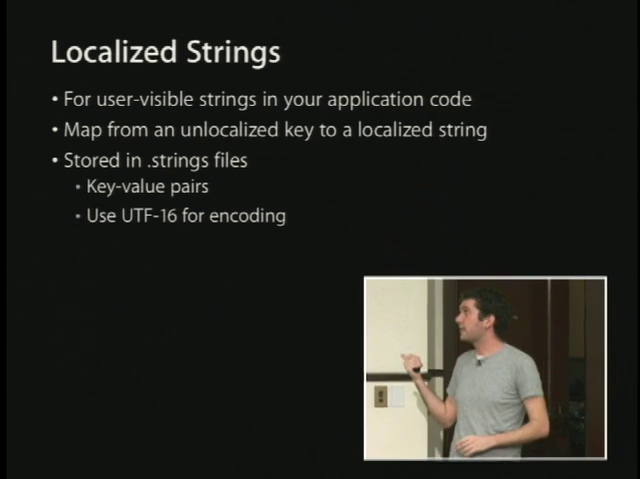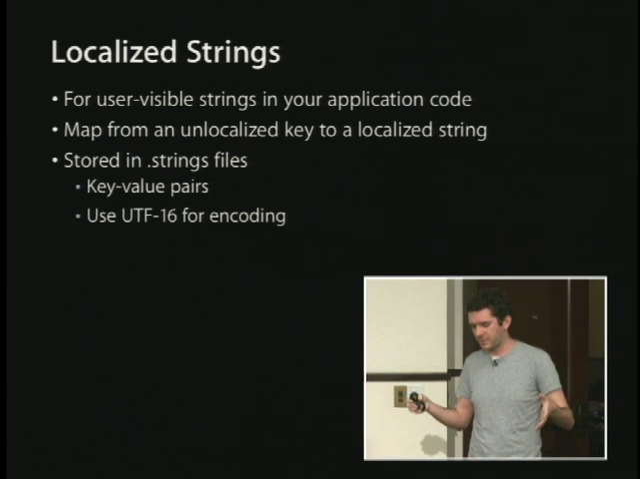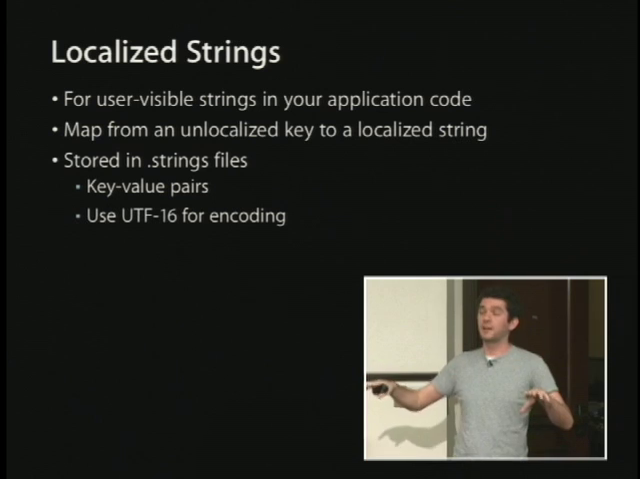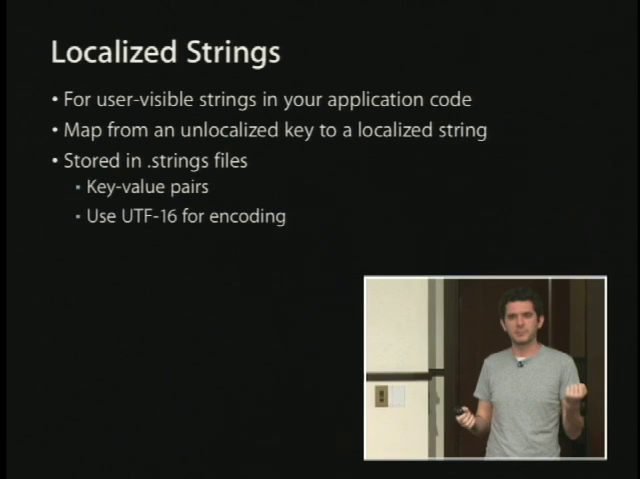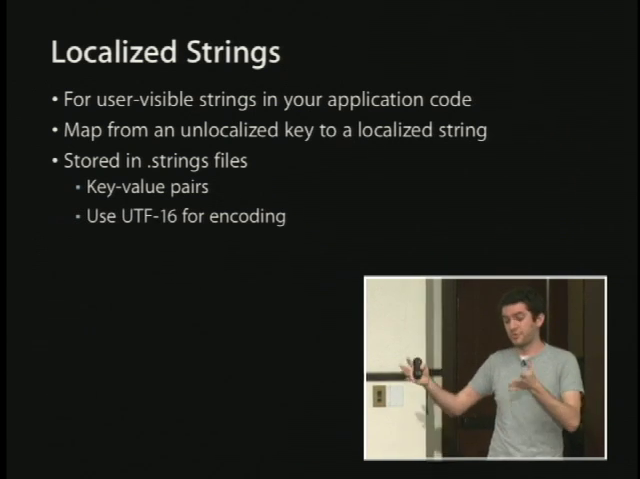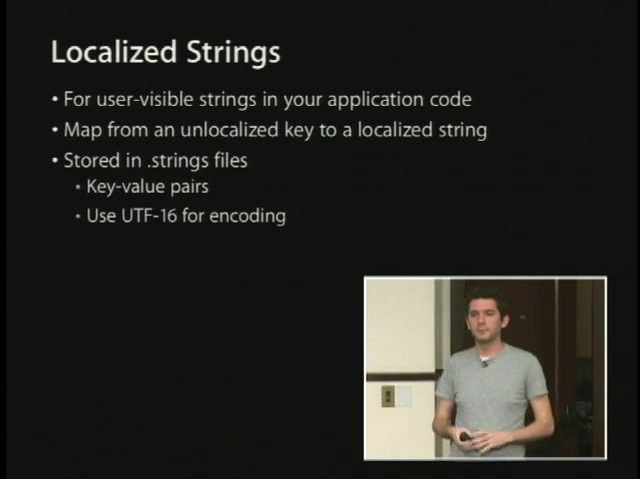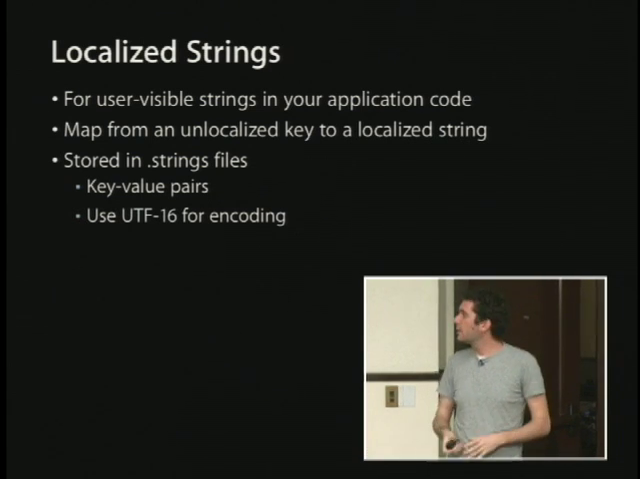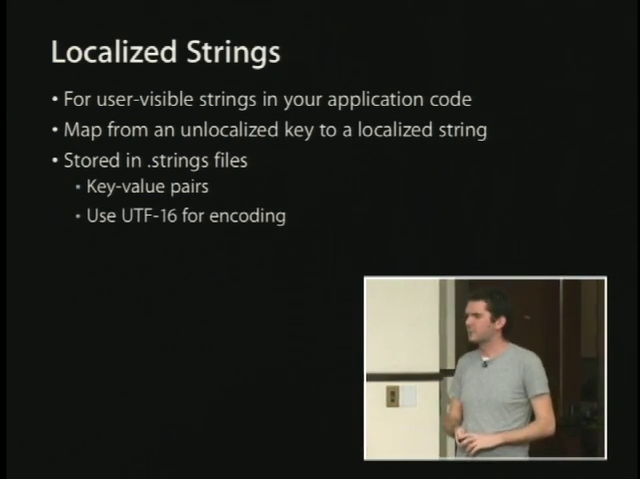For your localized strings files, you'll have these files that map from a string that you'll have in your code to whatever the string is that'll be displayed at runtime to the user. Basically, the unlocalized key, which is usually the same text as whatever the string is, but in your original language. And then the value for that key will be the localized version of that string. They're stored in strings files as key value pairs. And usually they're, I guess, UTF-16 for the encoding, although I'm not sure that that's actually a requirement.